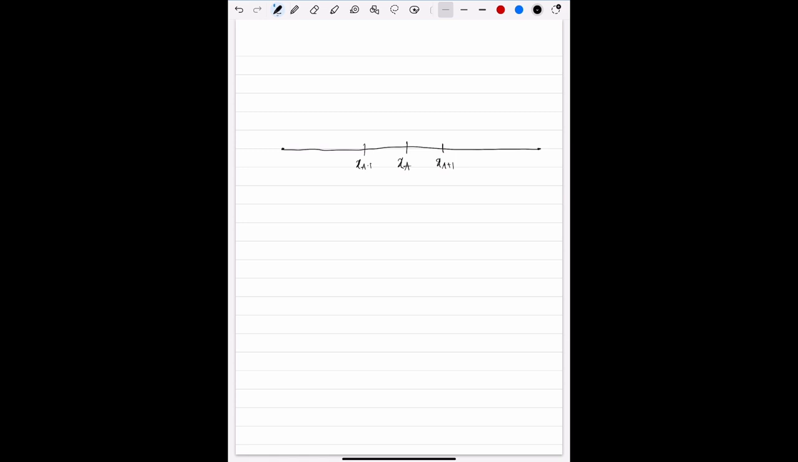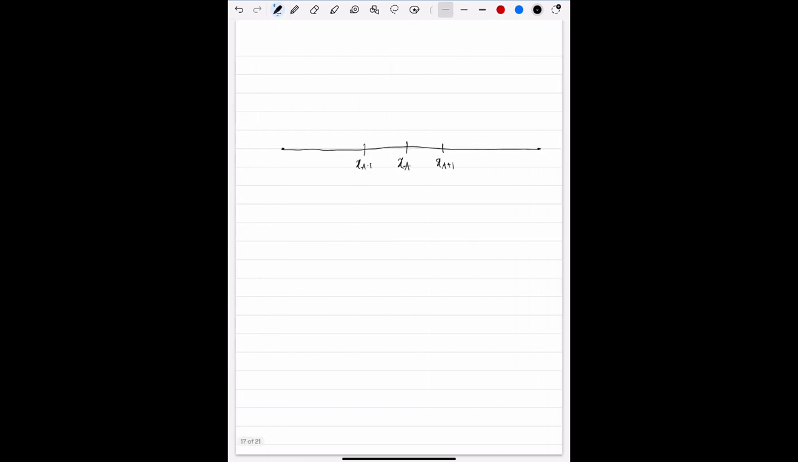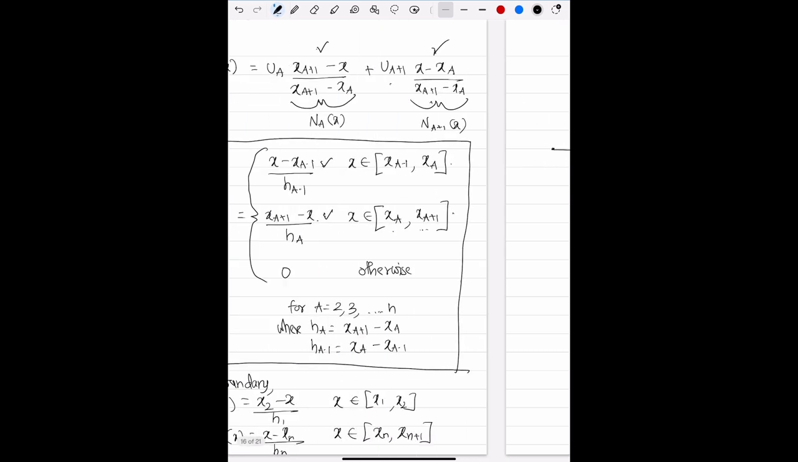Now if you look at NA, then the basis function NA for element A, if you evaluate it at x equal to XA, then this relation over here is going to be equal to 1 at NA of XA. On the other hand, if you evaluate the relation at XA plus 1, then this relation over here is going to be 0. So the basis function is 0 at XA plus 1, and the basis function is 1 at XA. So in general, this is how the basis function is going to look like. It's going to be linear, and it will be 0 at XA plus 1 and 1 at XA.